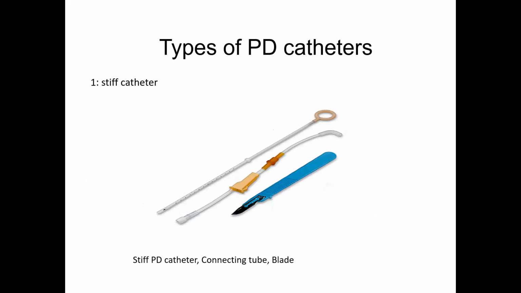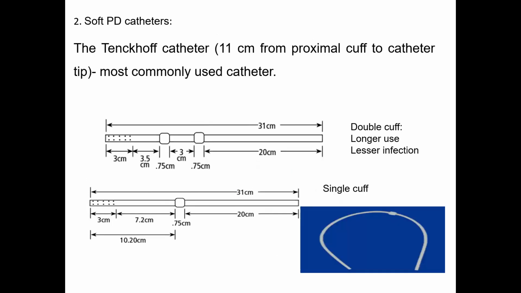Coming to the types of PD catheters. The first image shows stiff catheters along with connecting tube and blade. The second image shows the Tenckhoff catheter. Its length is about 11 centimeters from the proximal cuff to the catheter tip. It is the most commonly used catheter in Western settings, but in India, stiff catheters are used in many centers.